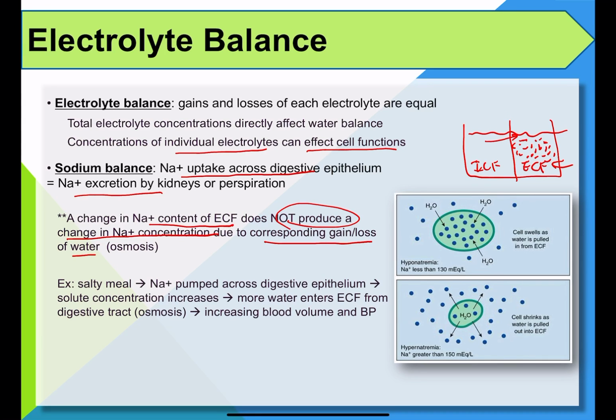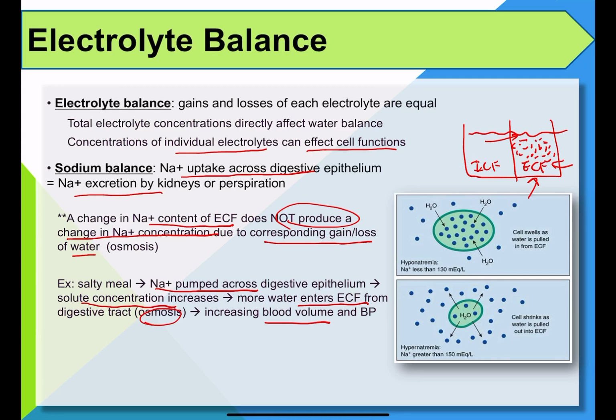So what happens after you eat a salty meal or a big bag of high sodium chips? Why is it bad for you? Well, after a salty meal, sodium ions are pumped across your digestive system. Solute concentration increases within your ECF, like I illustrated there. More water enters the ECF from your digestive tract or your ICF through osmosis, which then increases the blood volume you have in your ECF. Remember, the fluid that makes up your ECF is your plasma and interstitial fluid.